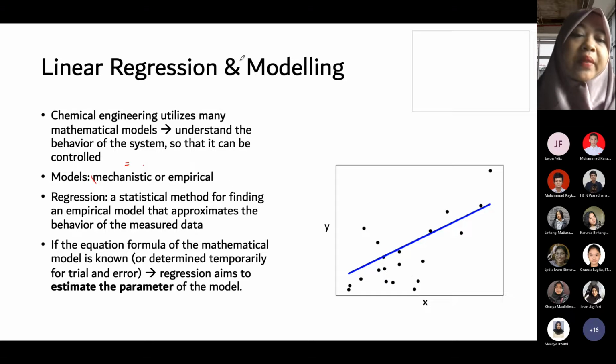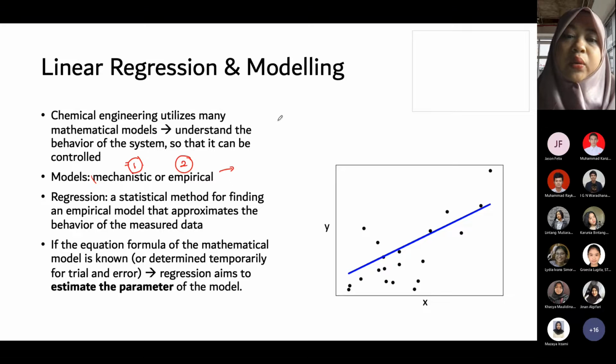So this is the first one. The second one is the empirical model. We in chemical engineering do a lot of empirical modeling. In an empirical model, the model looks like a black box, and we just want to know the behavior between the input and the output.